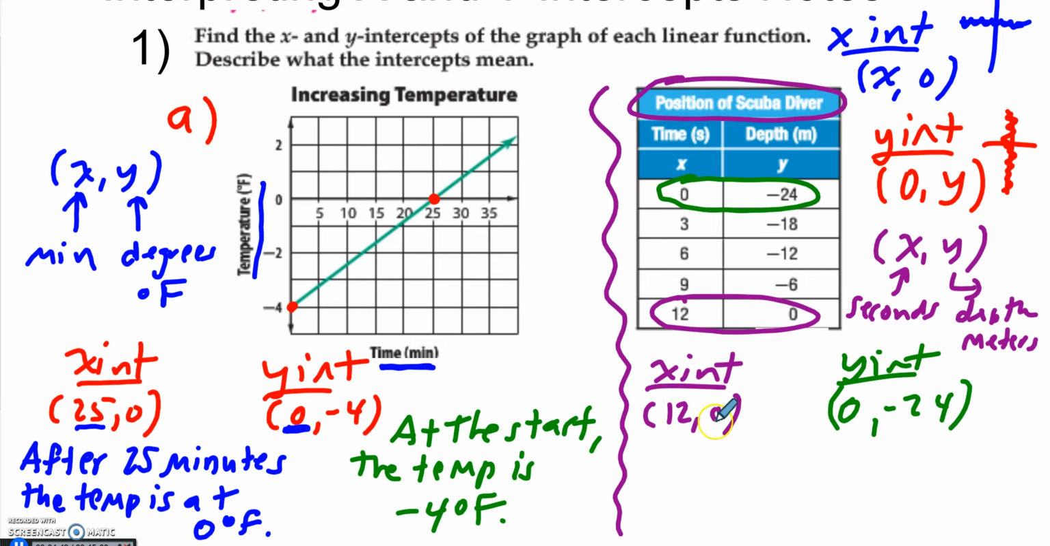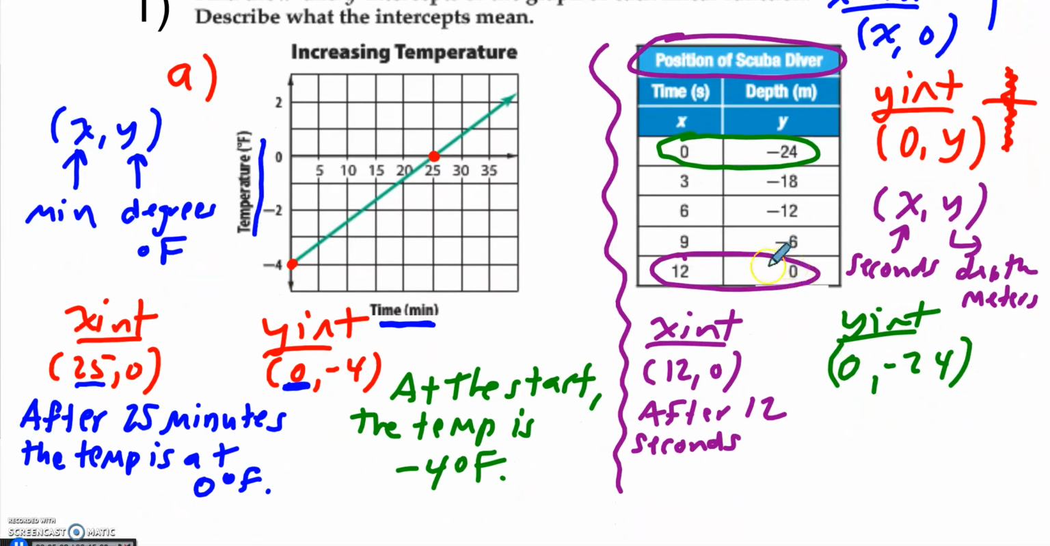So if my X-intercept is 12, 0, the 12 represents an X value, so we're dealing with seconds again. So we could start off in a similar way to the previous problem. We could say after 12 seconds, where is the scuba diver? So after 12 seconds, he is at 0 meters. So if you think about that, a scuba diver should be underwater, if he's at 0 meters, that probably means he's no longer in the water, but he's directly on the surface of the water. So we could say after 12 minutes, the scuba diver is on the water's surface.